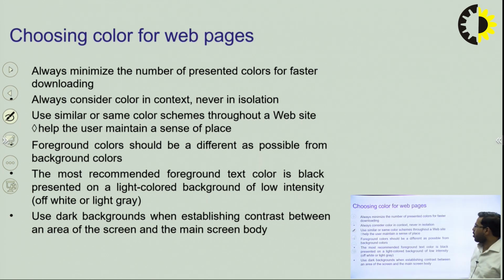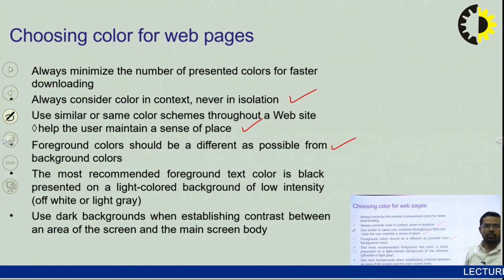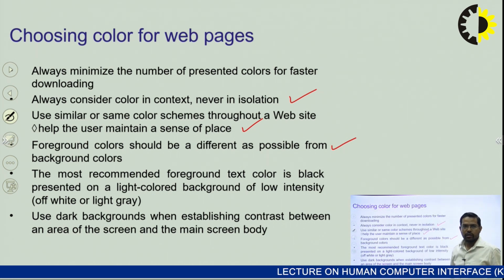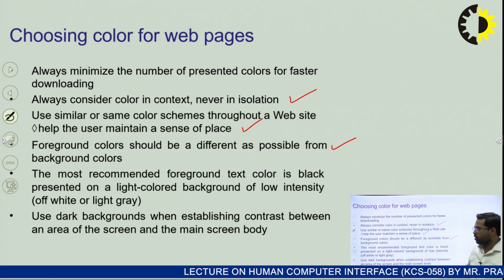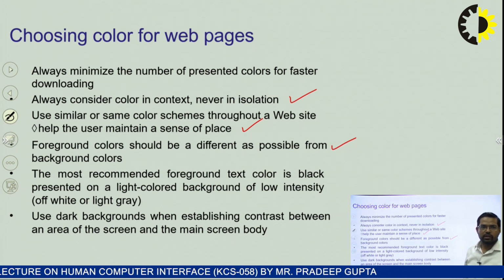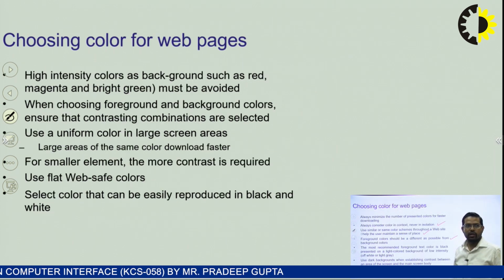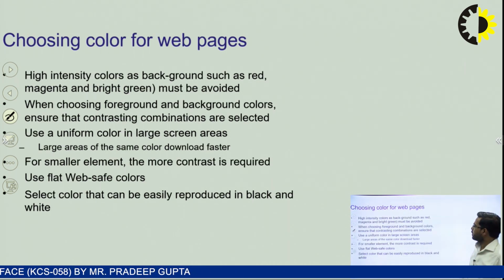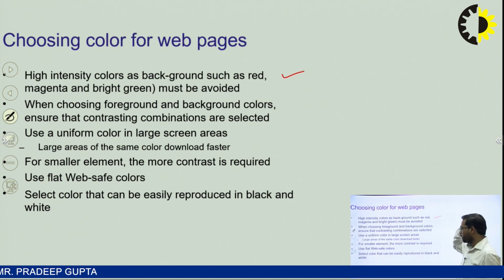Always consider color in context, never in isolation. Use similar or the same color schemes throughout the website so the user maintains a sense of place. Foreground colors should be as different as possible from the background color. We already know the color combinations. The most recommended foreground text color is black, presented on a light color background. According to this slide, there is a light background and the foreground color is black, or low intensity white or light gray. Use a dark background when establishing contrast between an area of the screen and the main screen body. High intensity colors as a background, such as red, magenta and bright green, must be avoided.